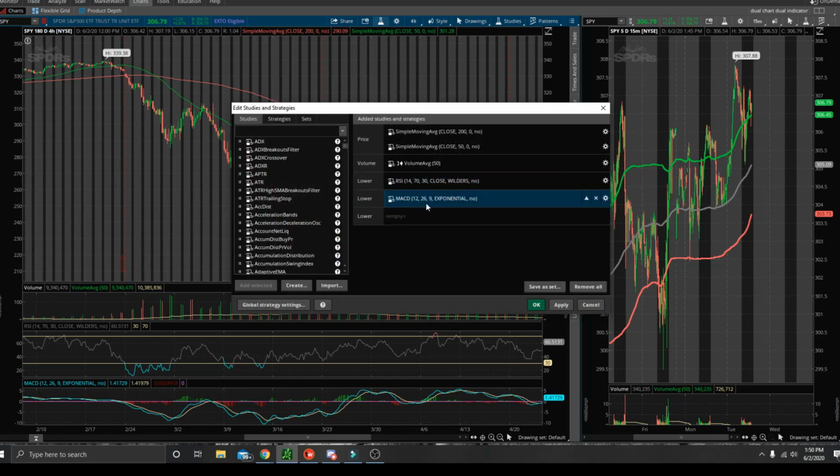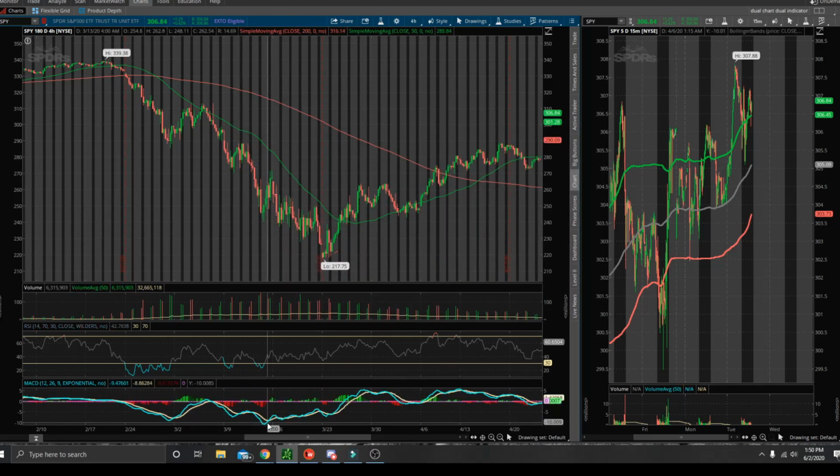I believe these are the standard numbers for it. I'm not positive, but I don't think I messed with them at all. So I just keep it at the standard numbers, and it gives you a better visual.